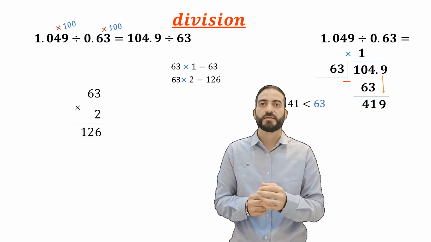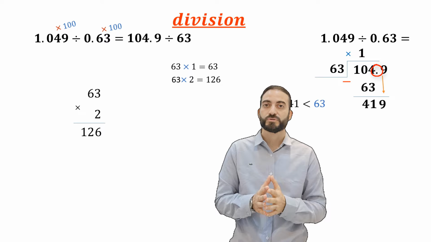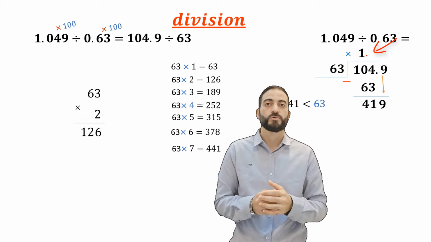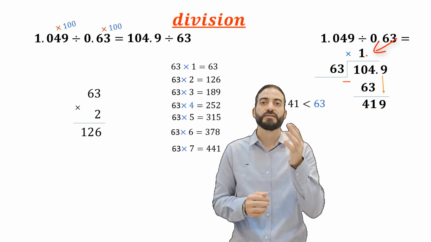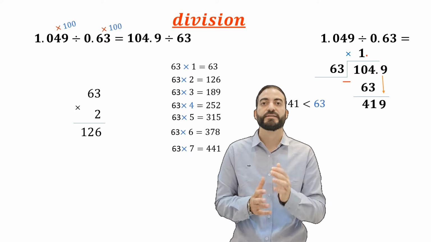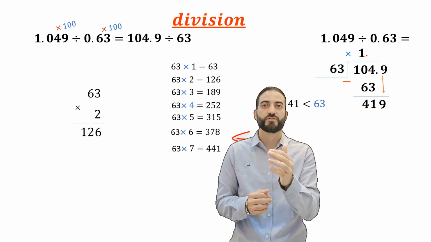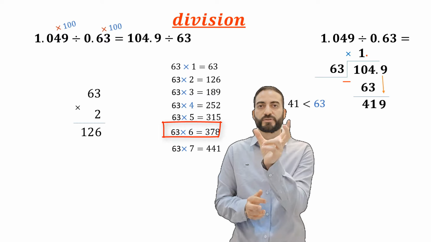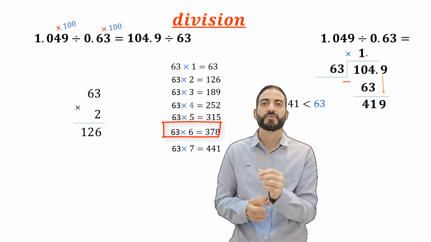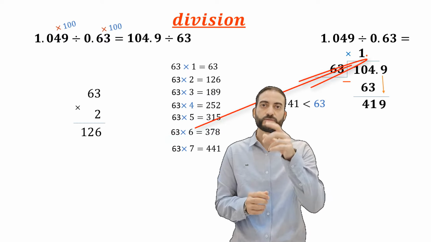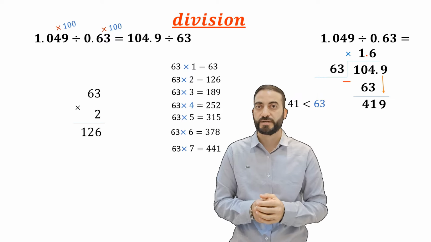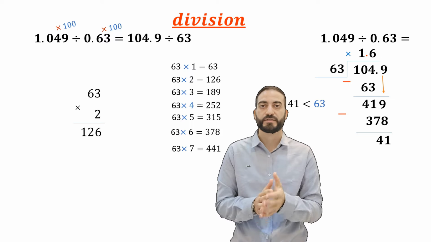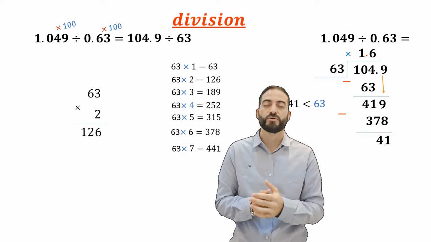But as we noticed here, there is a point. When we put the 9 here, we must put a point in the quotient. So we get 419. We find that 419 is between 378 and 441. So we take the smaller one, which is 63 times 6 equals 378. So we write this 6 here and immediately multiply it by 63 to get 378. Now we do subtraction. 419 minus 378 equals 41.